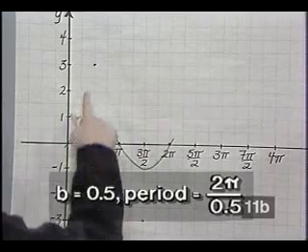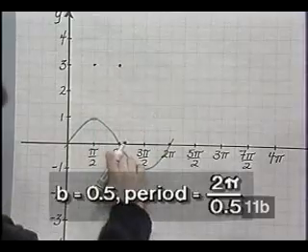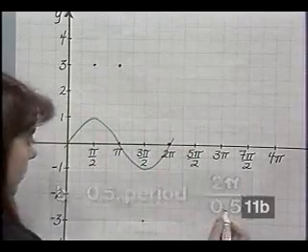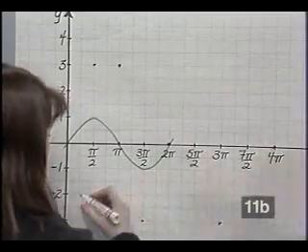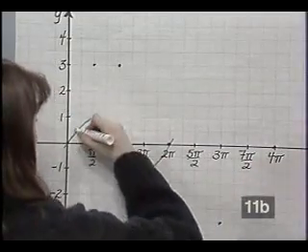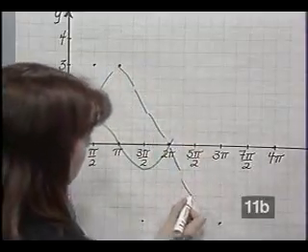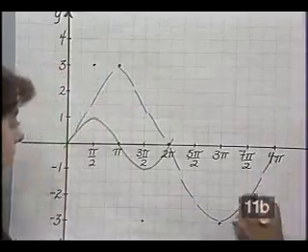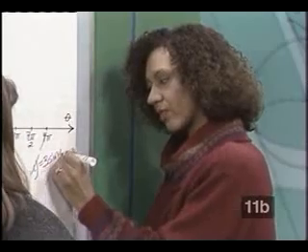So this point here would now move to pi. All right. This point here would now move to 2 pi. Right. And this point to 3 pi. And there. So your graph would look like this. And that then is the graph of y equals 3 sine 0.5 theta.